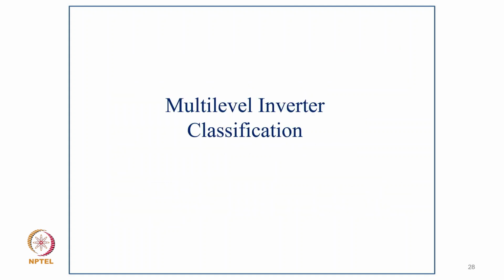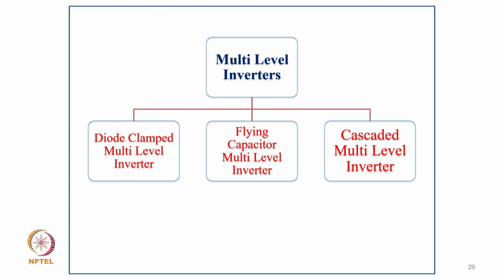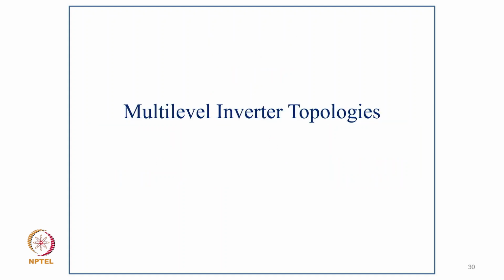Now coming to the classification of multi-level inverters, they are classified broadly into 3 categories: the diode clamp multi-level inverters, then flying capacitor multi-level inverters, and cascaded multi-level inverters.